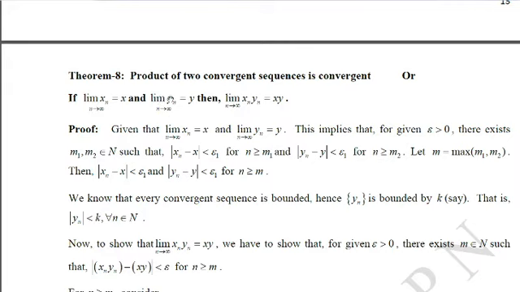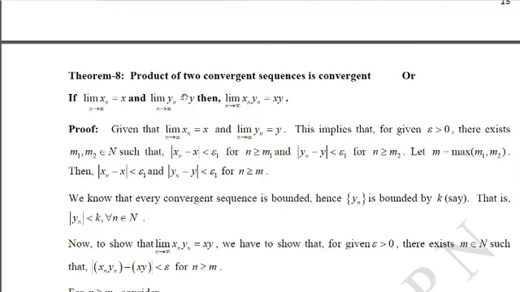Since limit as n tends to infinity yn equals y, for given epsilon 1 greater than 0, there exists a positive integer m2 such that mod yn minus y is less than epsilon 1 for n greater than or equal to m2. But as I told you in the earlier theorem, you have to take a common range for n. So let me choose m as maximum of m1 and m2, then both inequalities hold for these values. That is, mod xn minus x is less than epsilon 1 and mod yn minus y is also less than epsilon 1 for n greater than or equal to m.